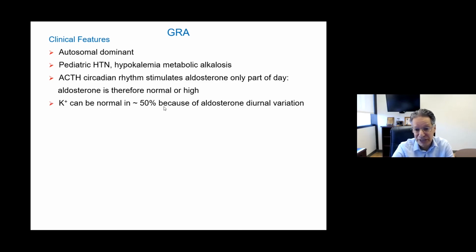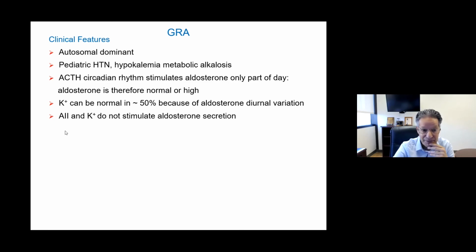Potassium can be normal in these patients, especially in the afternoon or at night, because the aldo is normal. So they have this fluctuating acid-base disorder and electrolyte disorder depending on what the ACTH levels are, which is really not seen in the other conditions, and that's a clinical clue. As I mentioned, angiotensin II and potassium do not stimulate aldosterone secretion in these patients.